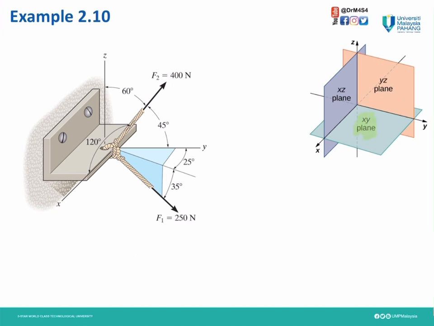Let's have a look. Due to F1, we have this plane parallel to the X-axis. We draw the parallel line. So this one is parallel to Y. So this belongs to the XY plane.